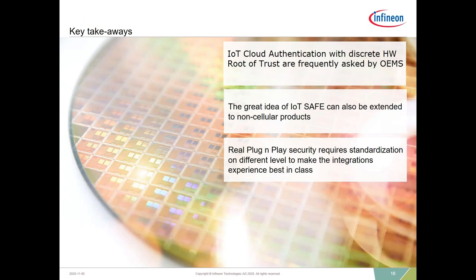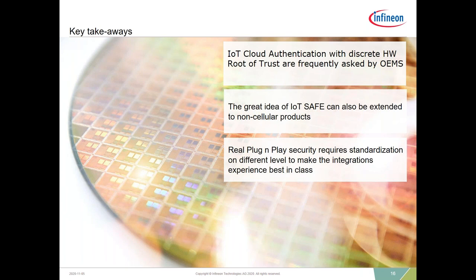Yes, by having said this, I'll come to an end of my presentation. Here are a little bit the key takeaways: for IoT cloud authentication, discrete hardware root of trust are frequently asked by OEMs. So this is not a rare case. This is an ongoing market. We're shipping many pieces of this. The great idea of IoT SAFE can also be extended to non-cellular products. I think this is possible. There's some work to do, and we are driving this in the GSMA.